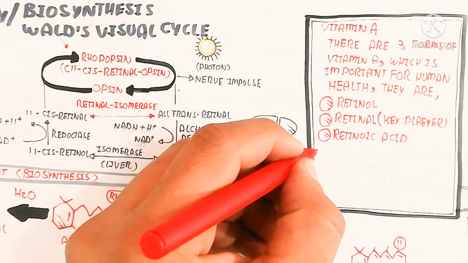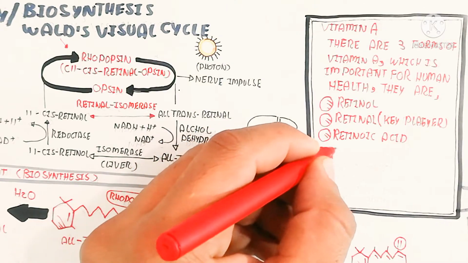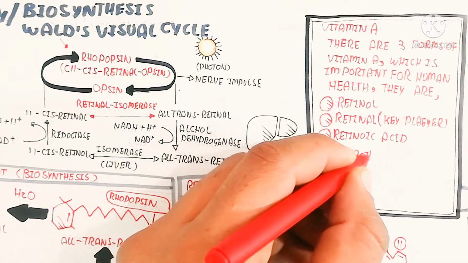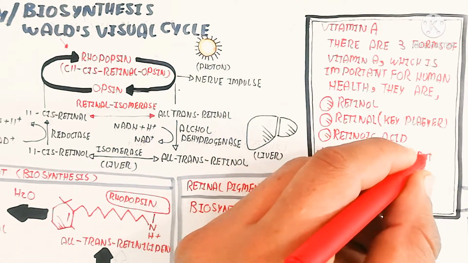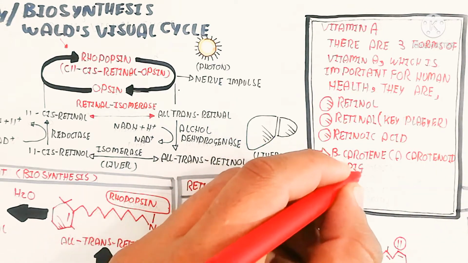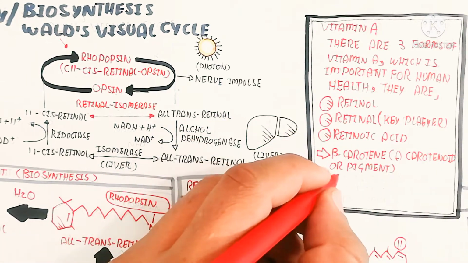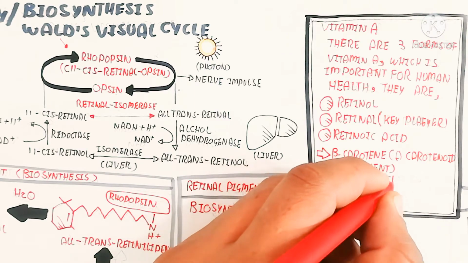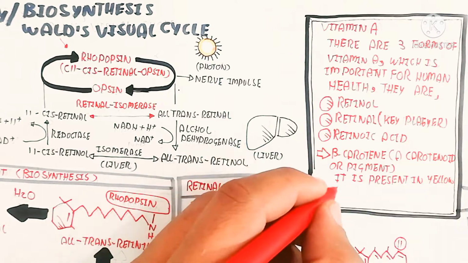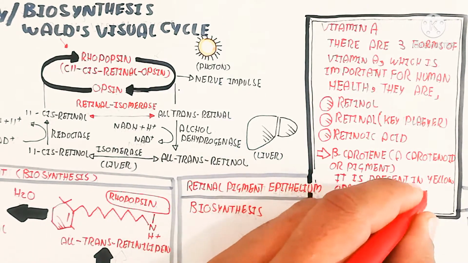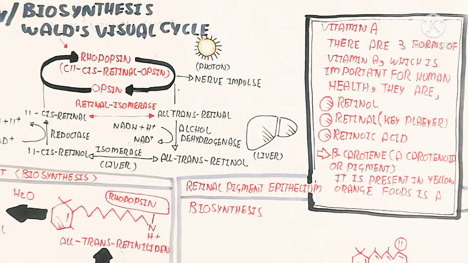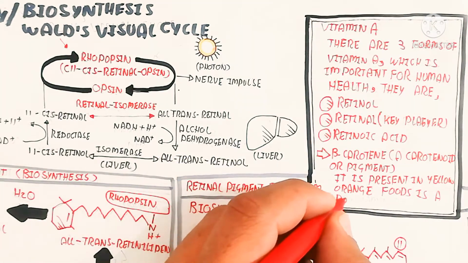So let's begin to understand vitamin A. There are three forms of vitamin A which are important for human health: retinol, retinal, which is the key player, and retinoic acid. Beta carotene is a carotenoid pigment present in yellow-orange food and is a potent provitamin A.